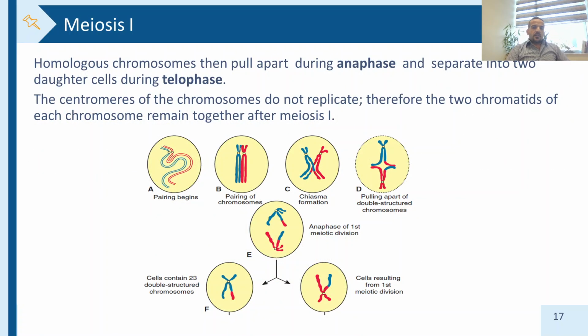بعدين الستيجز الانافيس وبعد التيلوفيس مشابه. بالانافيس the homologous chromosomes will be pulled to the ends of the cell يعني to the poles. وبالتيلوفيس راح يروح كل homologous chromosome into the two daughter cells. طبعا ما يصير replication للسنترومير بهاي الستيج، فلذلك يبقى الهومولوجس كروموسوم.